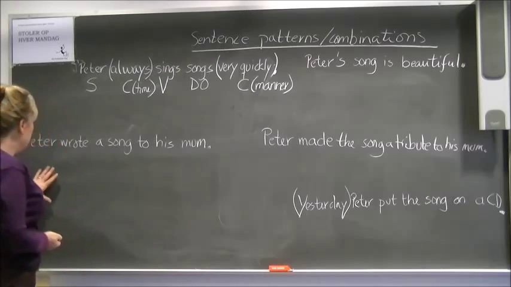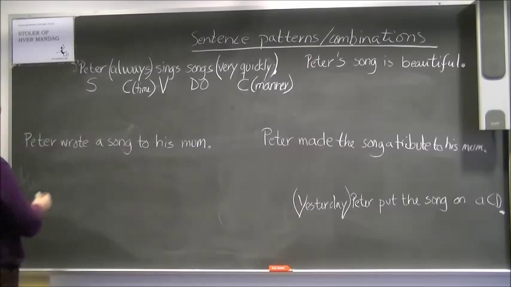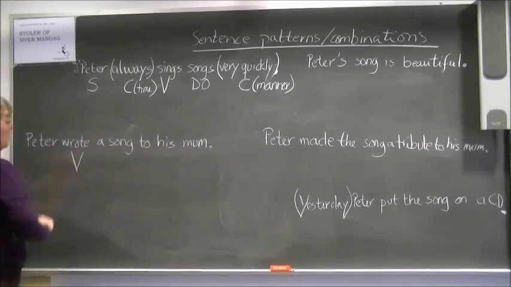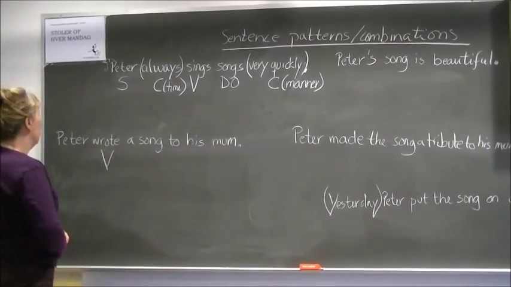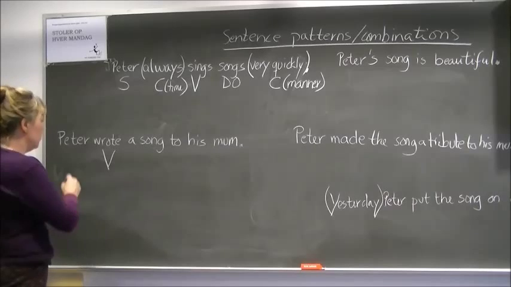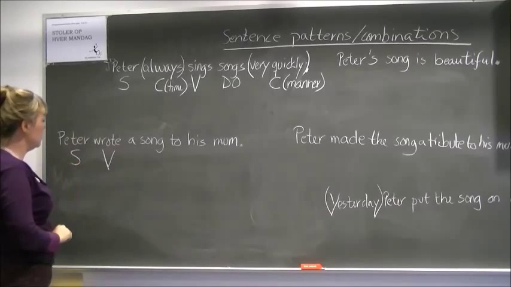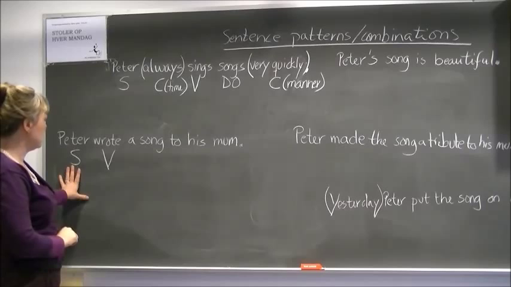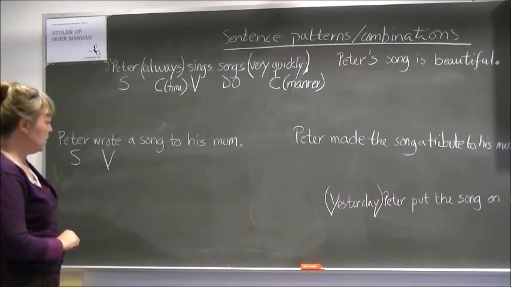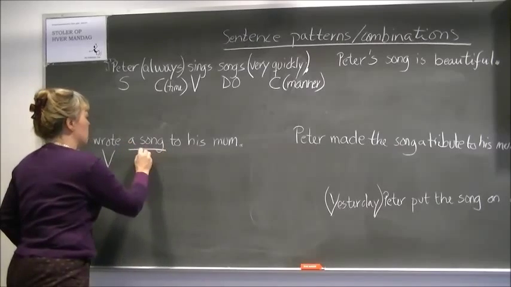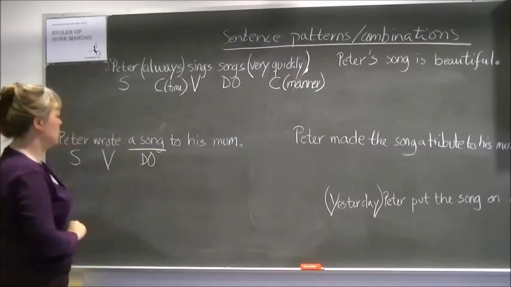Then we have a look at this one, where we've got wrote as a verbal, because we can put I or he in front of it. And we ask who wrote? Peter wrote. So that's the subject, the one that does the action. And then again we ask, what did Peter write? He writes a song. So that's the direct object.